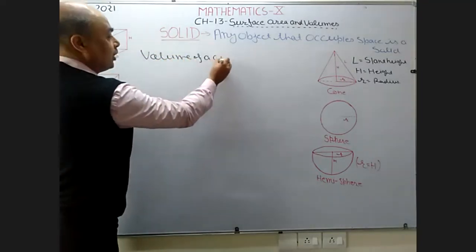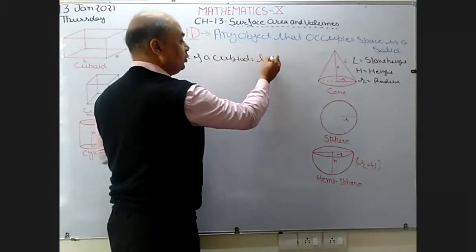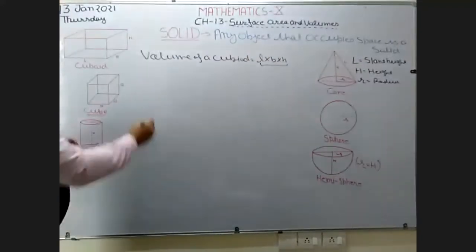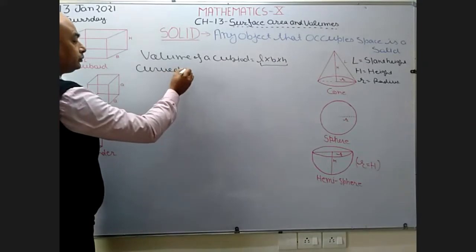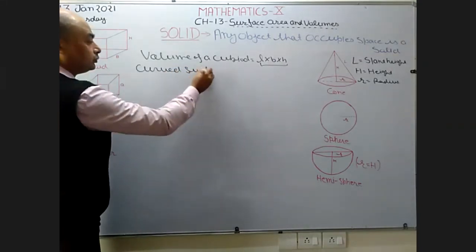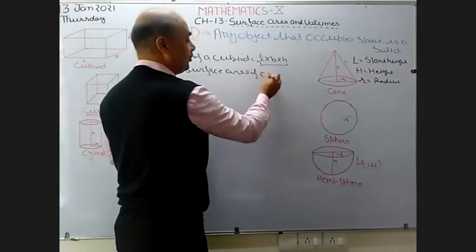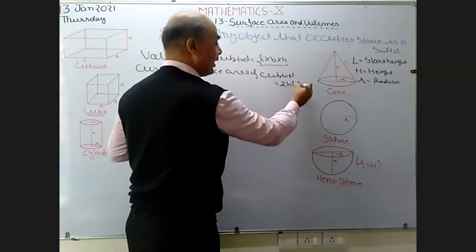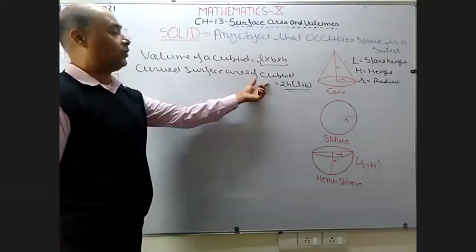Volume of a cuboid. The formula is L into B into H, LBH. Okay. Next is the lateral surface area of a cuboid. So what is the formula? 2H bracket L plus B. This is the formula for finding the lateral surface area of a cuboid.